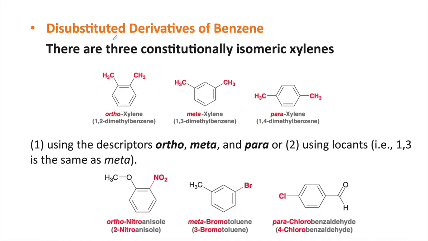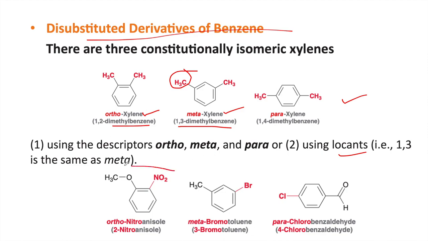Now we will do nomenclature of disubstituted derivatives. Here we will take the example of 1,2-dimethyl benzene. We can write it as orthoxylene. Now if you move this methyl to the meta position, it will become metaxylene, and now it is called 1,3-dimethyl benzene. So both names are acceptable. This is paraxylene, so it is also called 1,4-dimethyl benzene. Sometimes you can use ortho, meta, para and sometimes you can use locants. In locants we give numbers 1, 2, 3, 4.